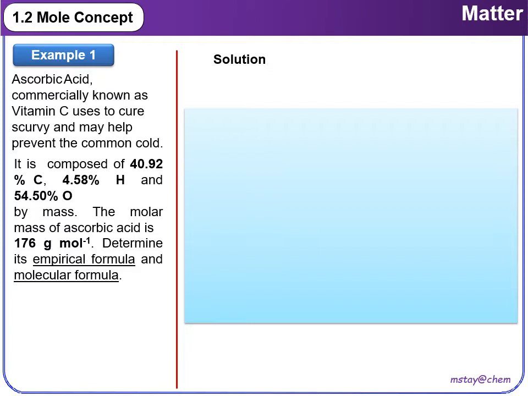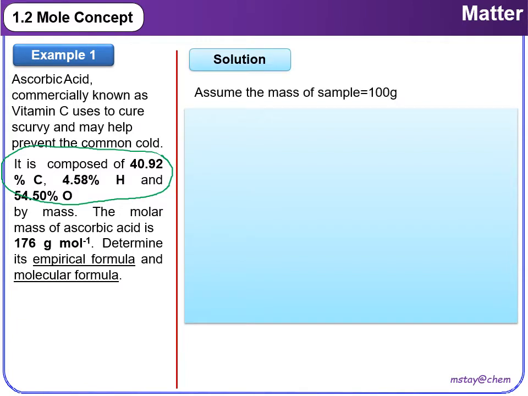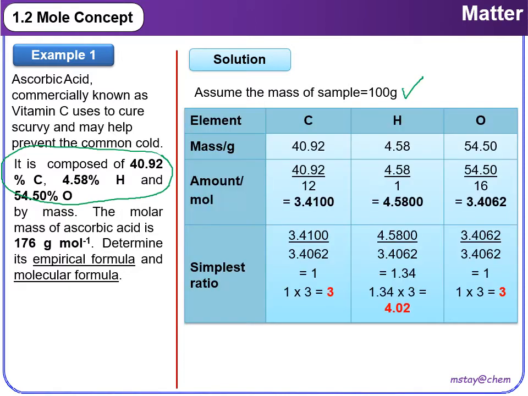Basically, you learned this before, where the composition of the element is given in percentage. To answer this, first you have to assume there is 100 gram of sample. Then you draw a table which first contains element, second the mass, third the number of mole, and the last one the simplest ratio. Because we already assume the compound is 100 gram, the mass here, in gram, is the same as the number in percentage.